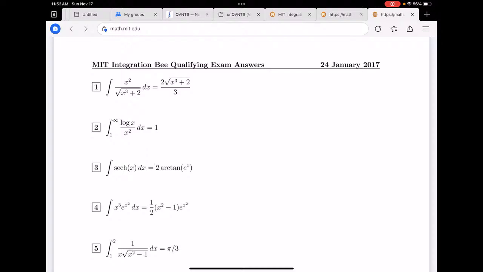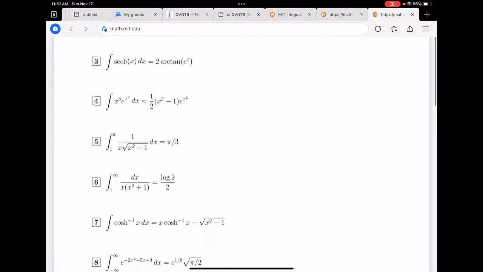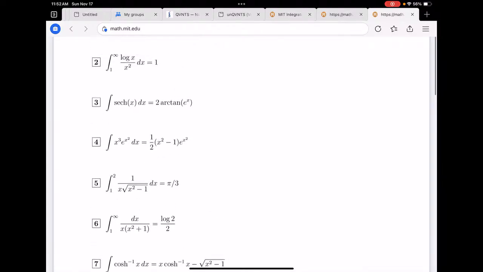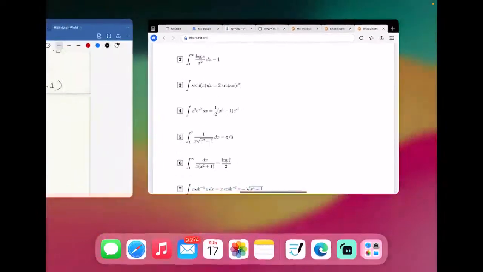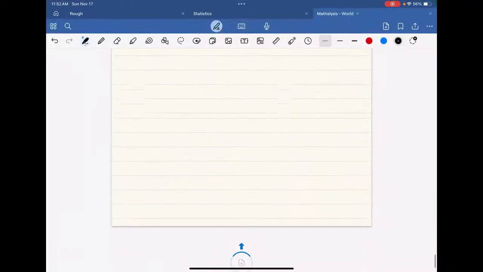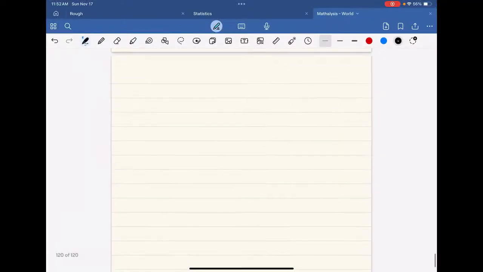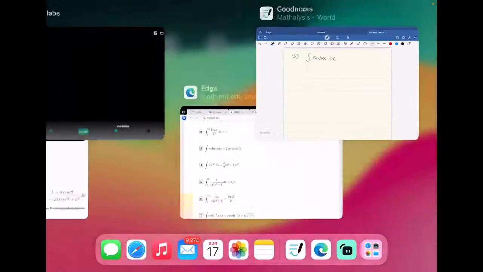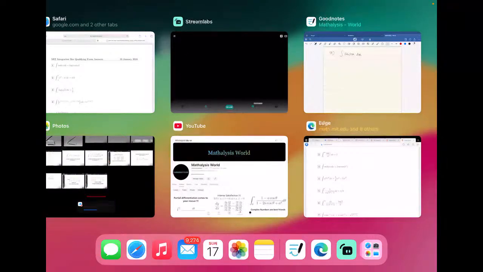I also hope you understood how we solved it. Now let's go to the next problem. Integral of sech x dx. Now number 3, which is the integral of sech x dx. Okay, now how do we solve this? Integral of sech x dx.